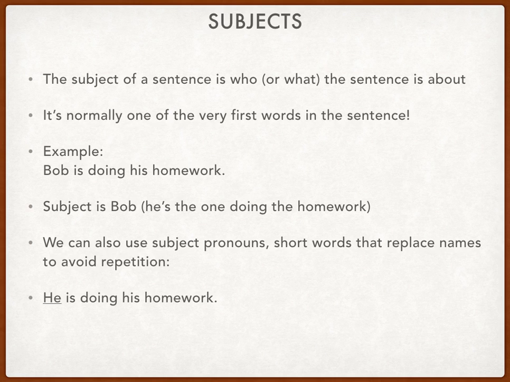We can also use subject pronouns, which are short words that often replace names to avoid repetition. This is especially important when you're talking about one person doing more than one thing. We don't want to have to constantly use a name. Bob went to school. Bob came home. Bob did his homework. Bob went to basketball practice. Bob played a video game. Bob went to bed. It's really obnoxious to hear Bob that many times. So we're going to replace his name with the subject pronoun he. Bob went to school. He is doing his homework.